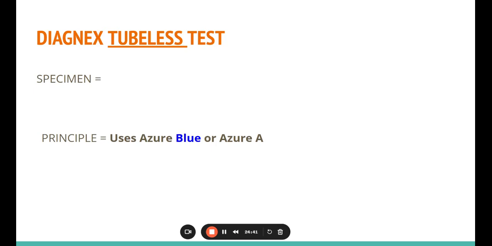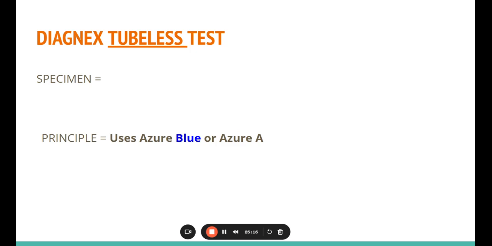Okay, just additional information: we have the Diagnex tubeless test, which is a test for free HCl. Question: what do you think is the specimen used in Diagnex tubeless test? Is it blood? Is it urine, stool, or gastric fluid? I know you answered gastric fluid because it's our topic, right? But if gastric fluid is your answer, then you are wrong.